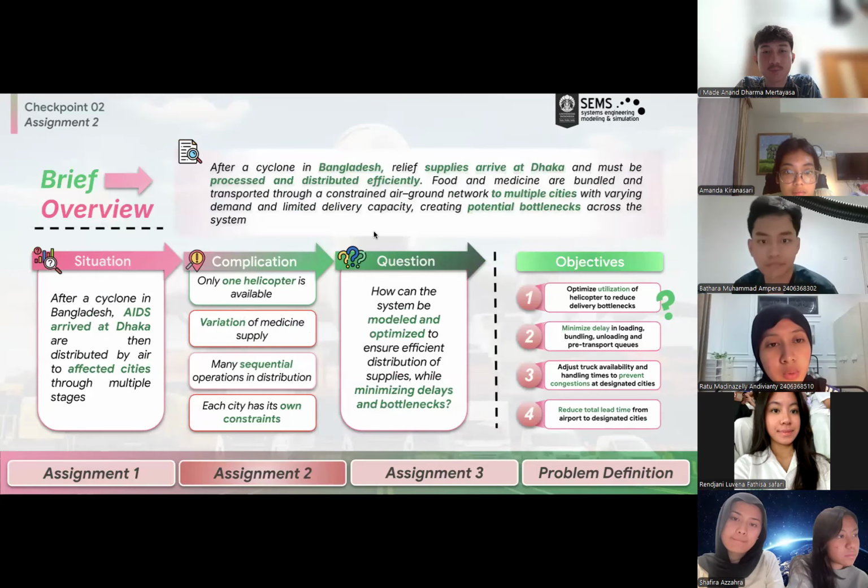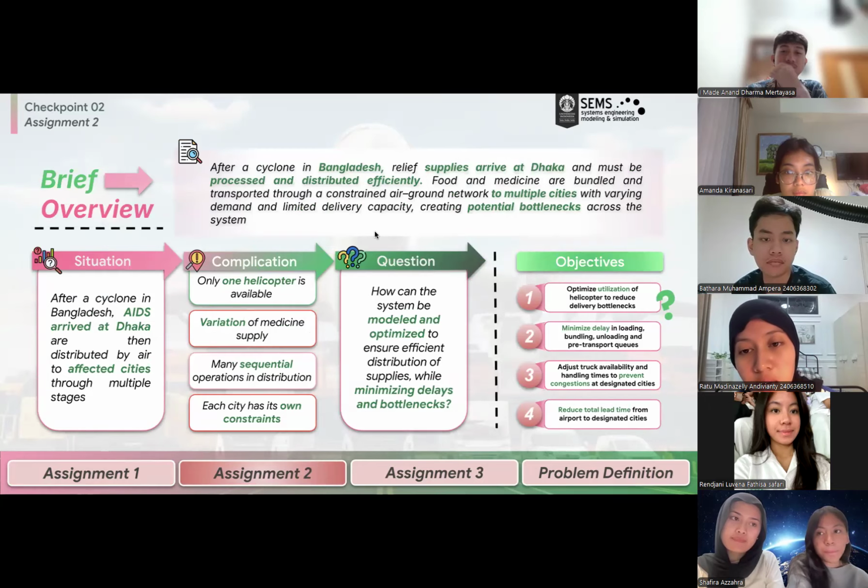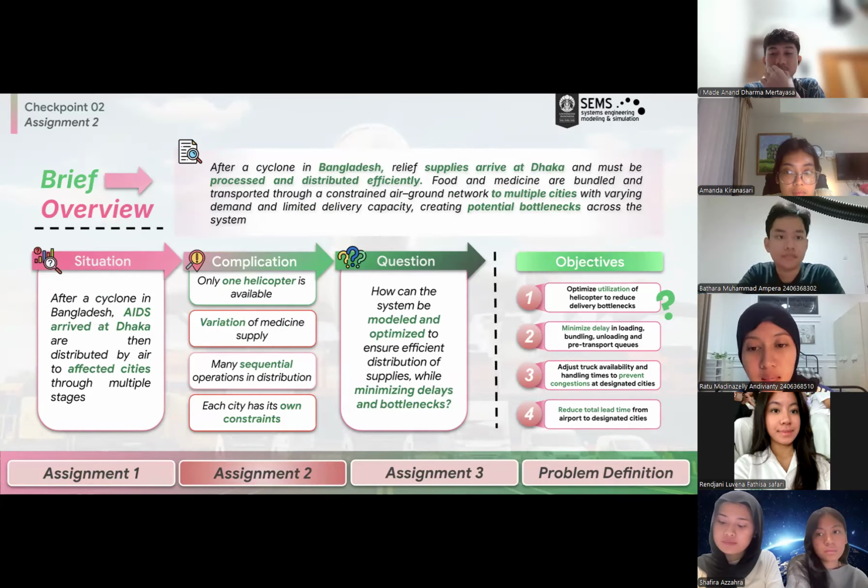For assignment 2, we have a clear brief overview and SEQ analysis with the objective of optimizing the utilization of helicopters to reduce delivery bottlenecks, minimize delay and prevent congestion, and reduce total lead time.